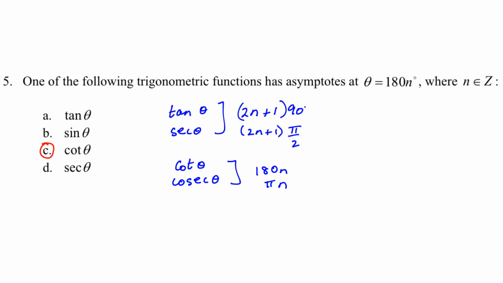And also, just a quick note, you should also remember this is the same for the domain. So if you're finding the domain, you will have to know these rules, except that you will write x is not equal to (2n plus 1) times 90 or pi over 2, and x is not equal to 180n or pi n.